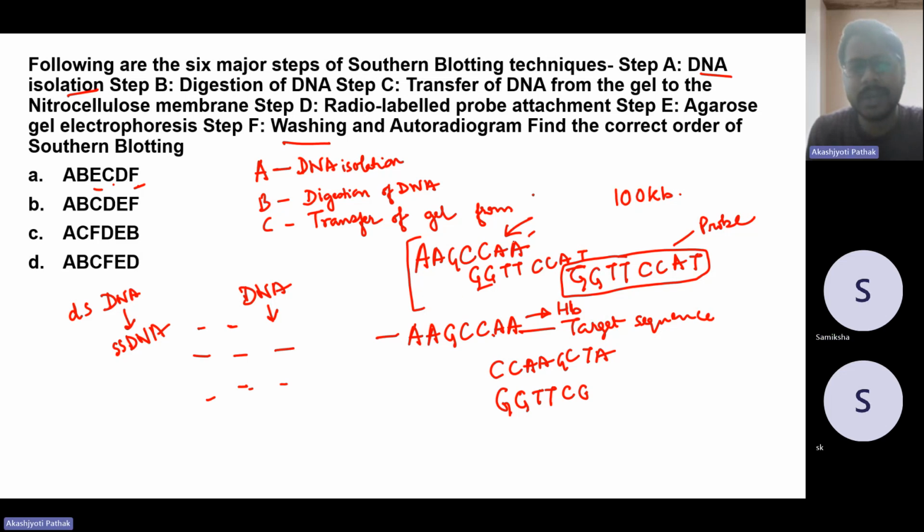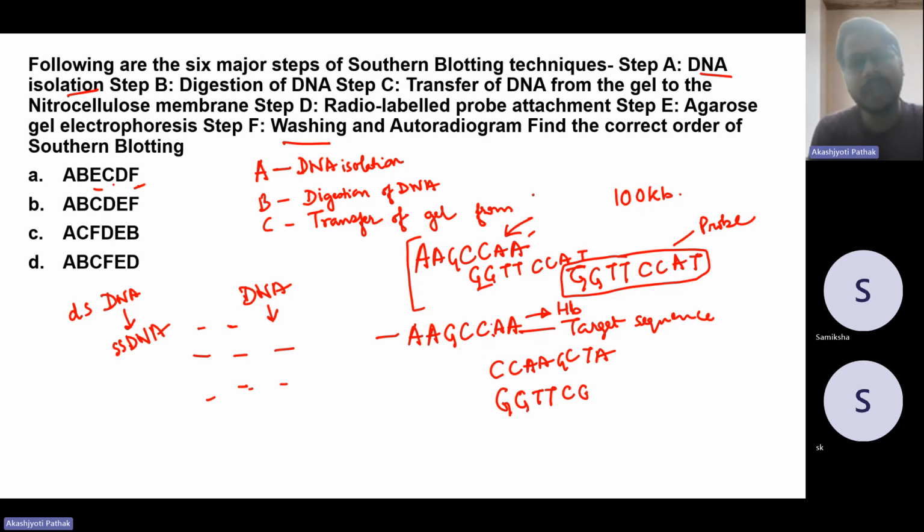So your target sequence, for example, is of how many base pairs? How many bases? One, two, three, four, five, six, seven, eight. So out of these eight bases, if there is any other sequence whose four bases match with the four bases of the probe, then it will also go and bind to that sequence of DNA. So for that reason, you need to do the washing step.